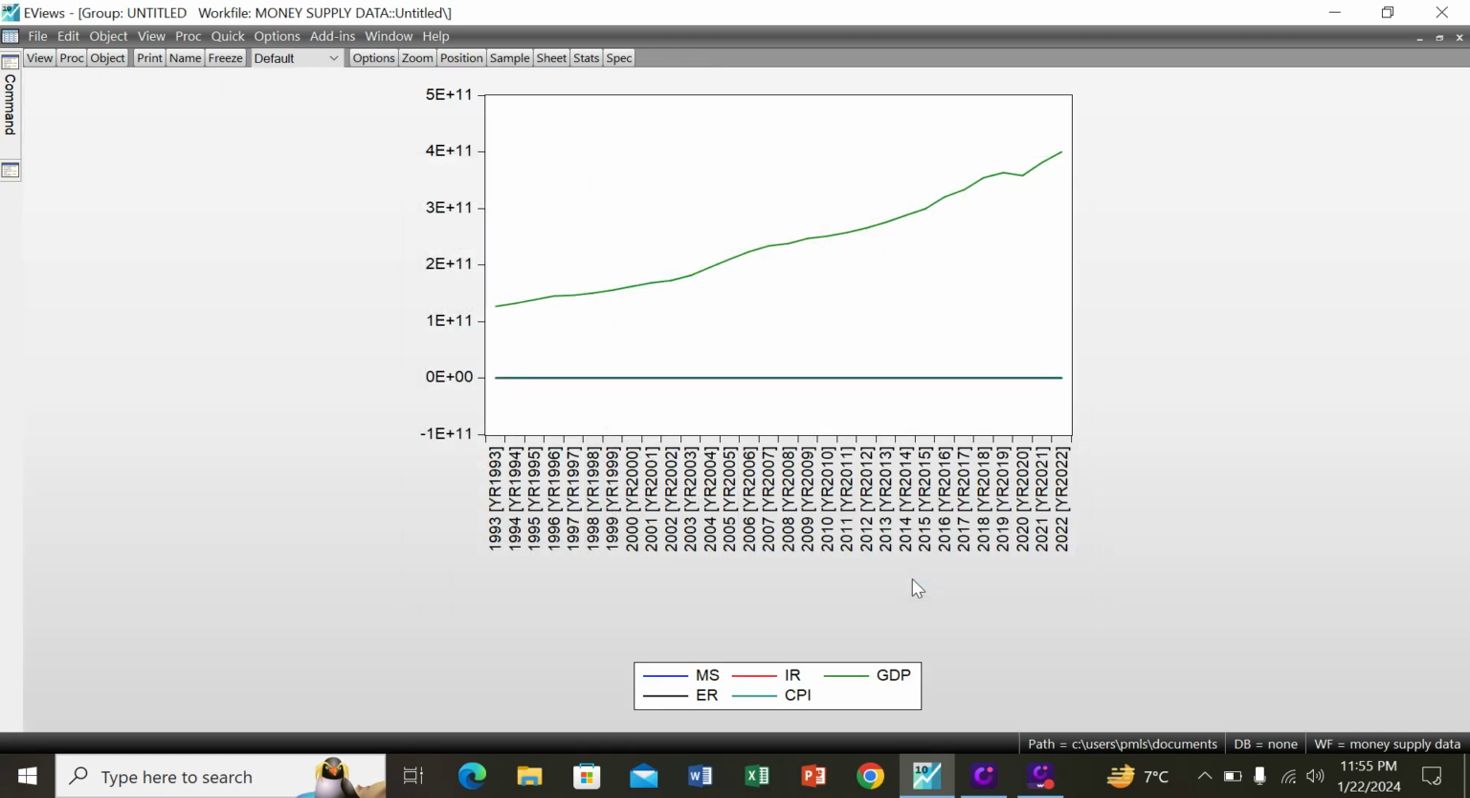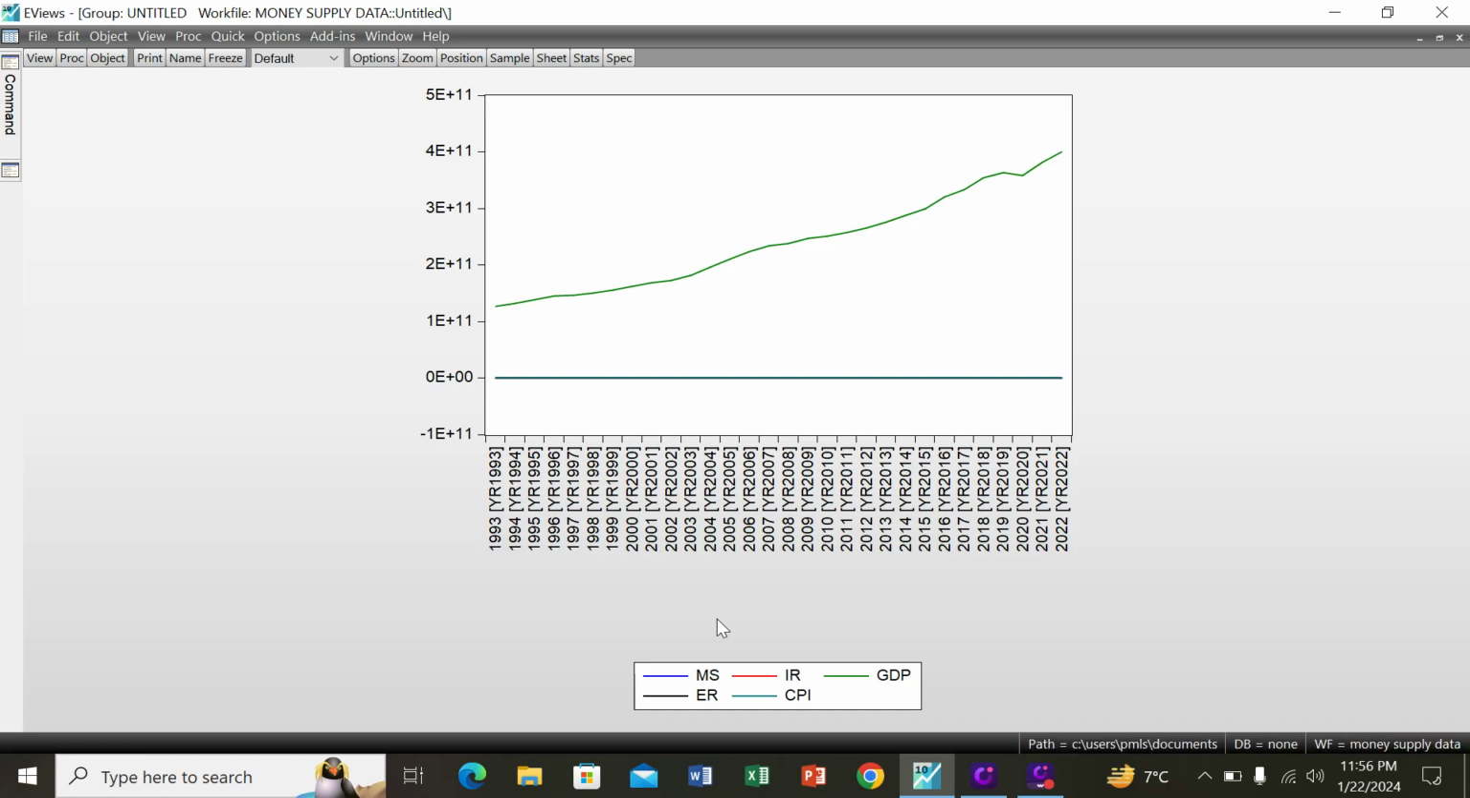So basically money supply is shown by the blue line, but there is no blue line visible. It is merged into this line and is not clearly visible. Money supply is this one, in the horizontal. Interest rate, shown by the red line, is again missing. Only one variable, GDP, is clearly showing its trend. The other variables, interest rate, exchange rate, and CPI, are missing.